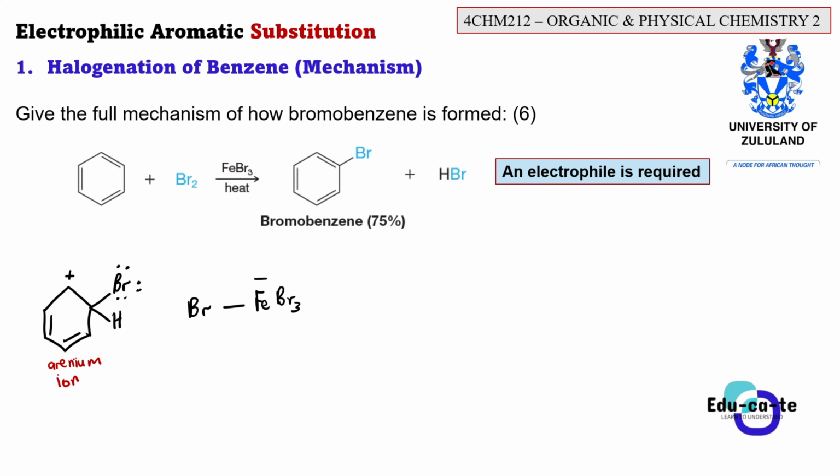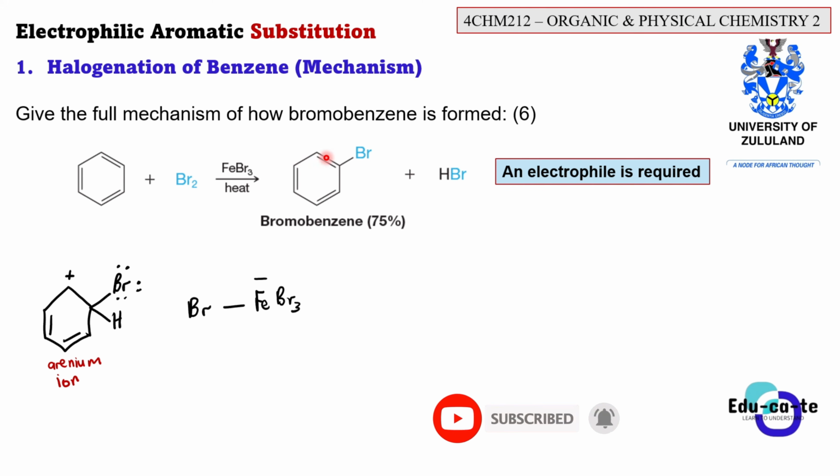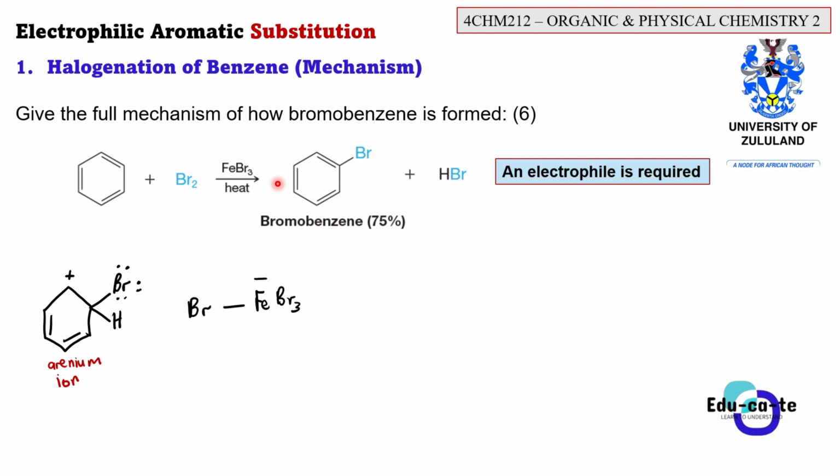But now here, this is a problem. A benzene ring must always regain its aromaticity at the end of the reaction. What does this mean? It simply means that even after substituting this Br here, this benzene ring must have all its double bonds the way they were before. It must just go back to its original state.